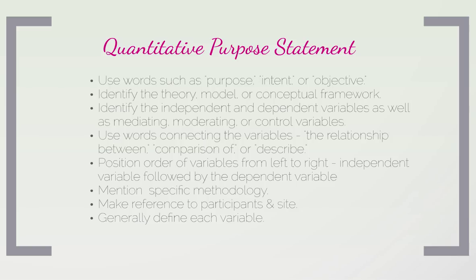Obviously, one of the most important things is to identify your variables. In this case, head trauma and intimacy. Head trauma being your independent and intimacy being your dependent variable. You want to use words that connect the variables together, the correlation between, the relationship between, the comparison of variables, etc. Independent variables always go first, and you want to mention specific methodology, such as a regression analysis or a meta-analysis. I would refer back to our last lecture to understand that a little bit better, or which methodologies you want to use.